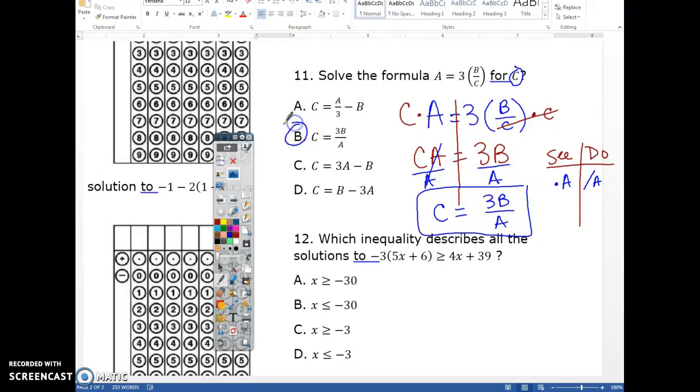The answer is B. Make sure that you study for tomorrow's test.